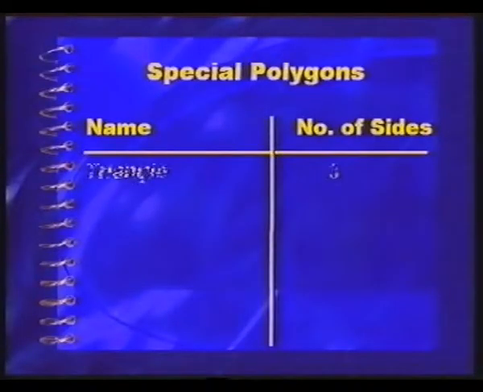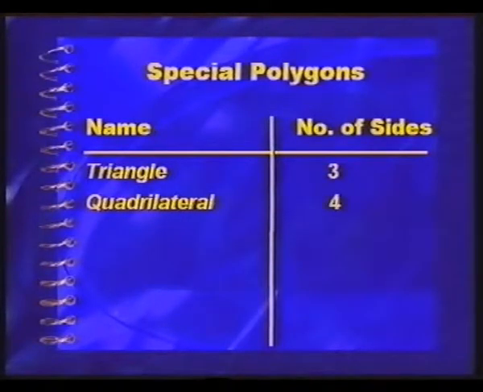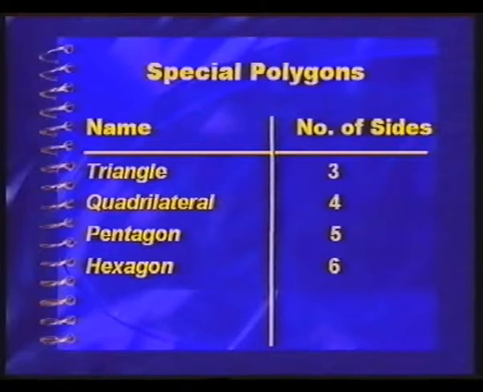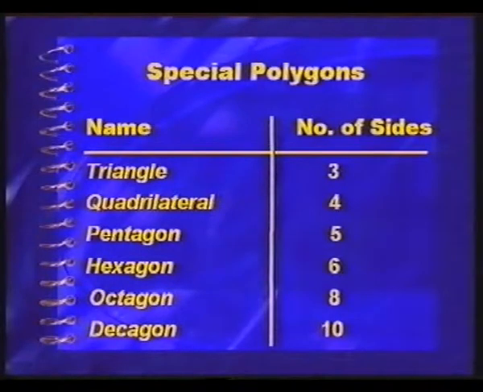First of all, we look at the triangle. That's got 3 sides. We look at a quadrilateral, 4 sides. A pentagon, think about that building in Washington. That's exactly in the shape of a 5-sided polygon. We look at hexagon, talked about that earlier. Octagon, it's got 8 sides. And then a decagon has 10 sides.